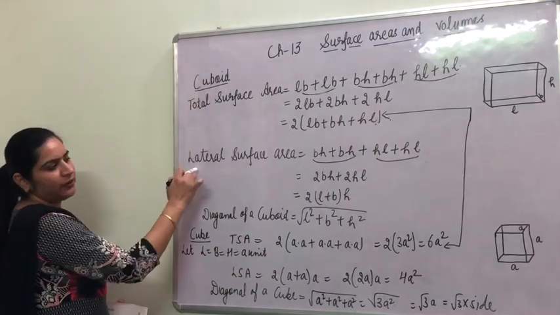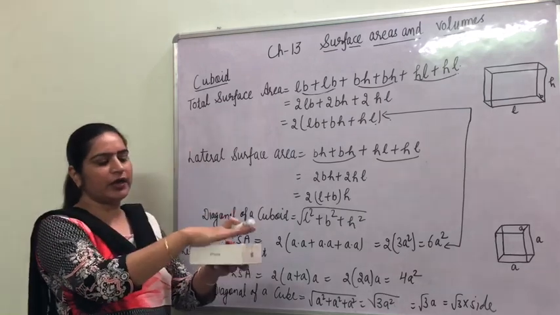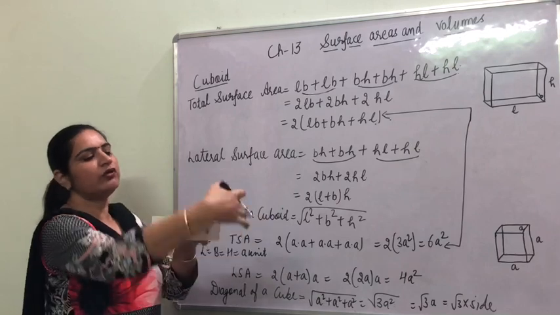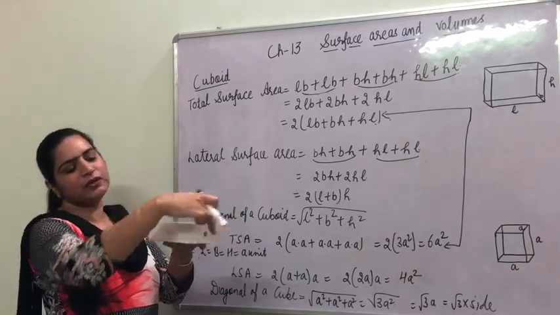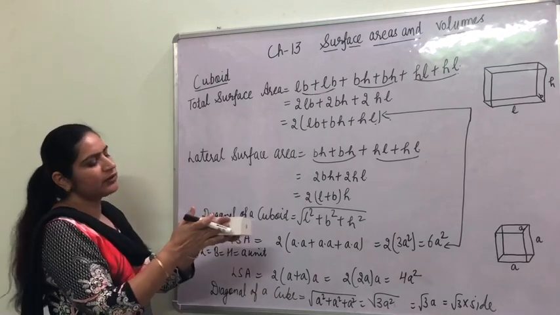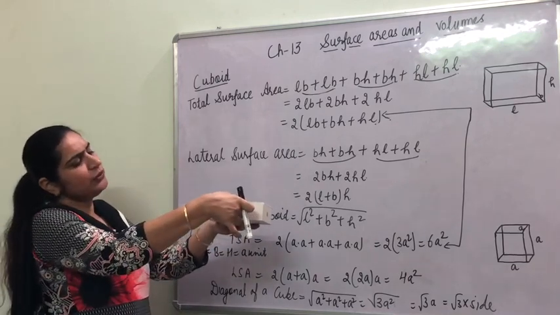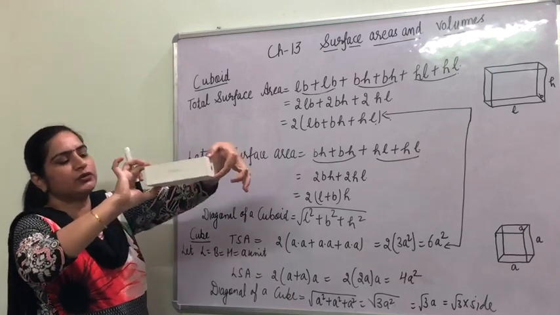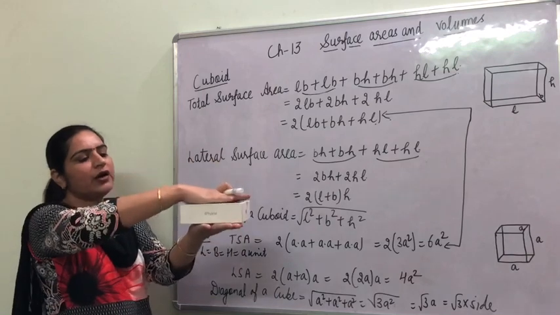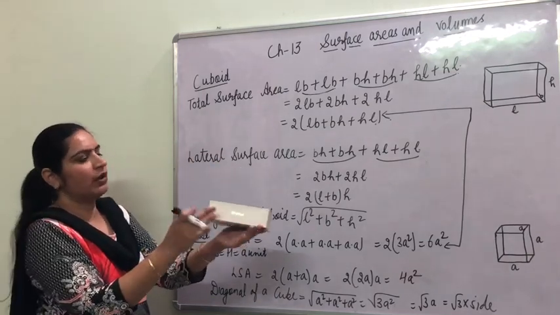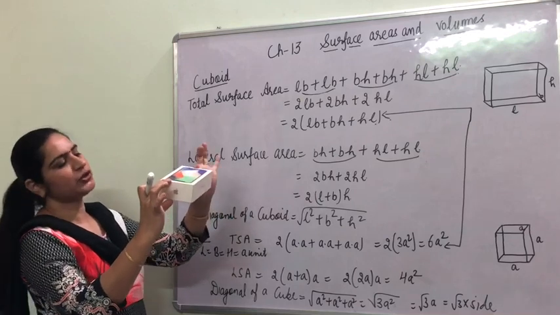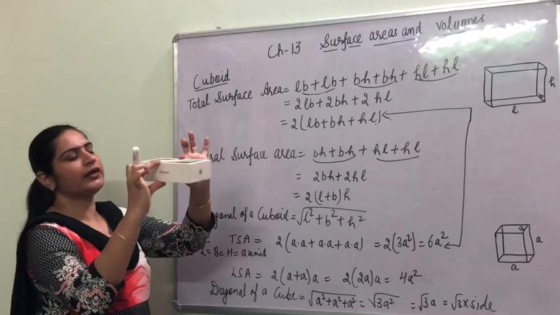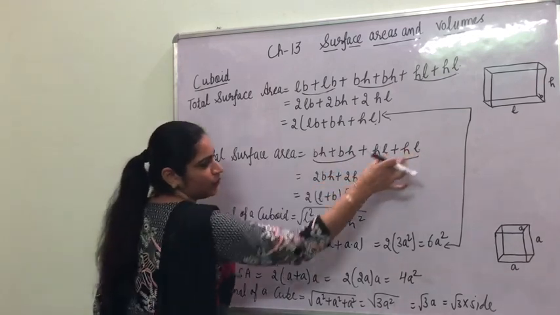If we have to find the lateral surface area of the cuboid, we will not take the top and bottom. We will exclude the top and bottom. So the area of these four faces is called the lateral surface area of the cuboid. In lateral surface area we are not taking the top and bottom. So the area of these faces is twice BH, and twice HL.